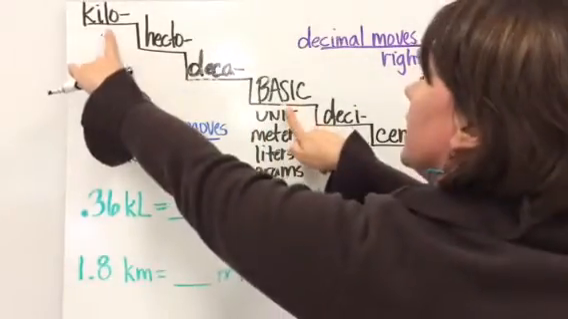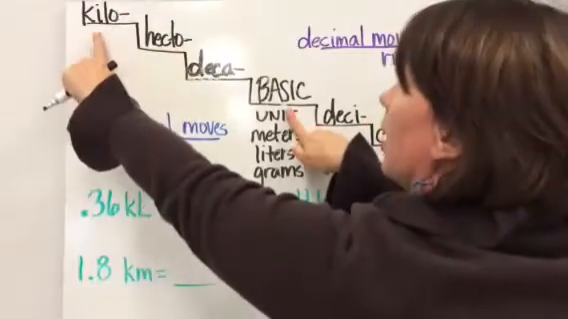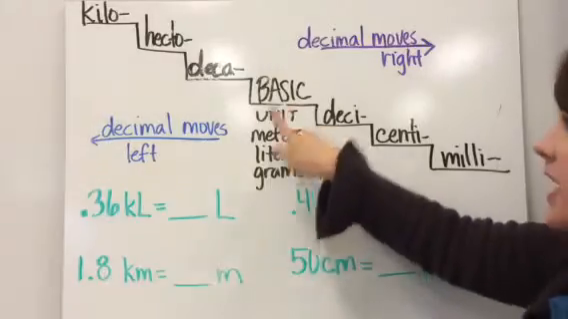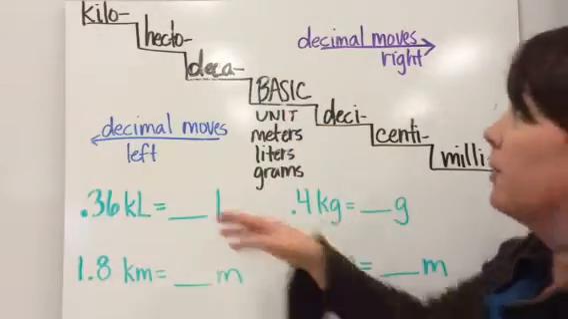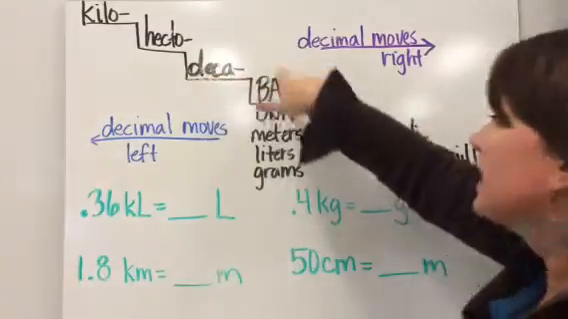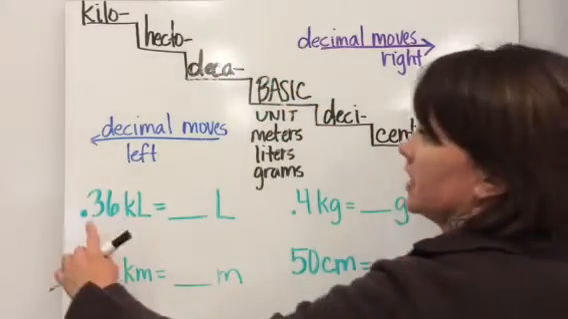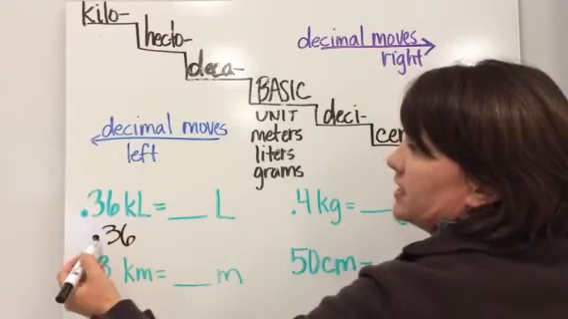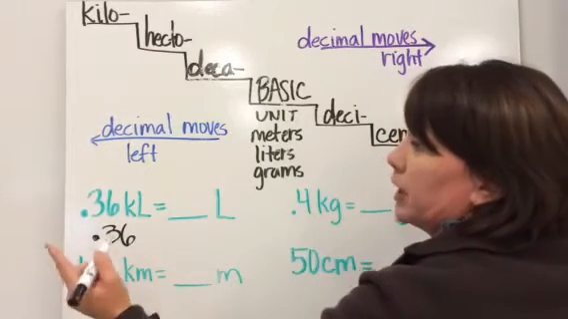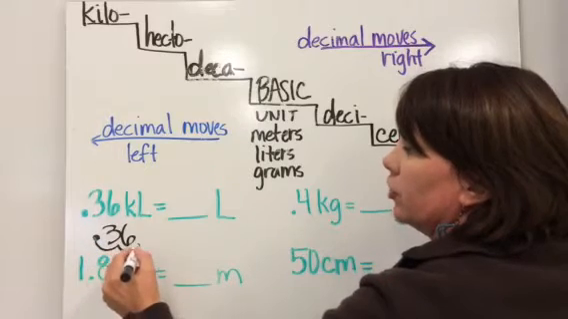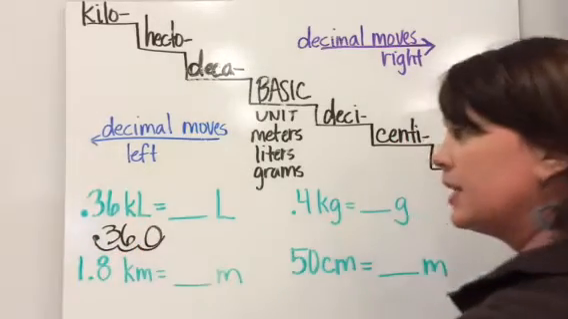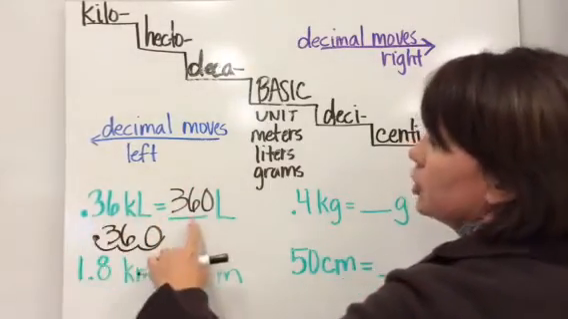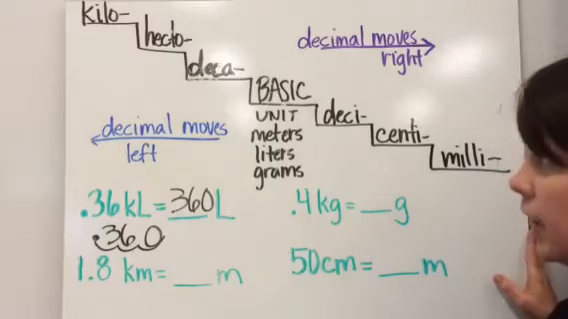So I'm moving to the right or down the steps. I'm moving 1, 2, 3 places to the right. So that's basically like multiplying by 10 times 10 times 10, or multiplying by 1,000. So it means this decimal that I have in 3600ths kiloliters gets moved 3 places to the right. 1, 2, 3. I have to add a 0 there. So 3600ths kiloliters is 360 liters.